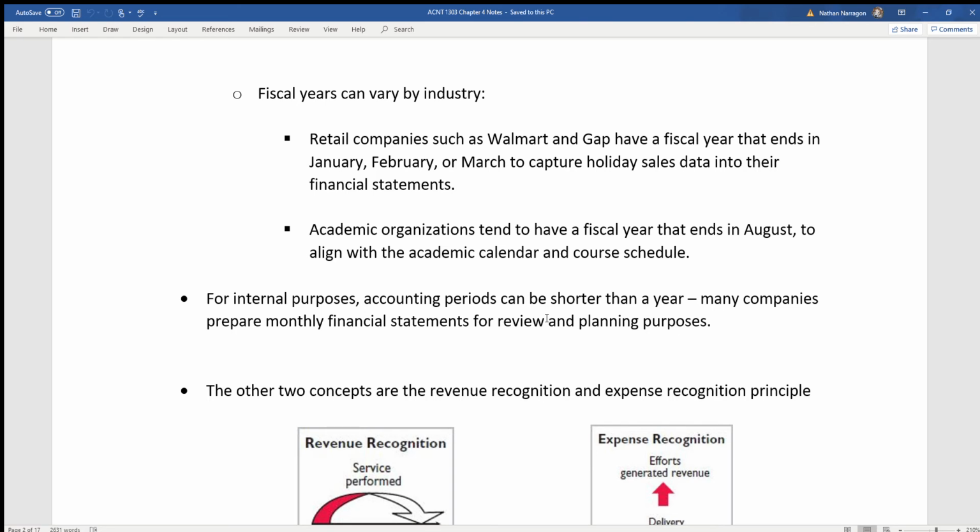So, for internal purposes, the accounting periods can be shorter. That's just really how the management wants. Usually for external users, we typically stay closer to a year. The SEC may require quarterly reports, but we keep it closer to a year.